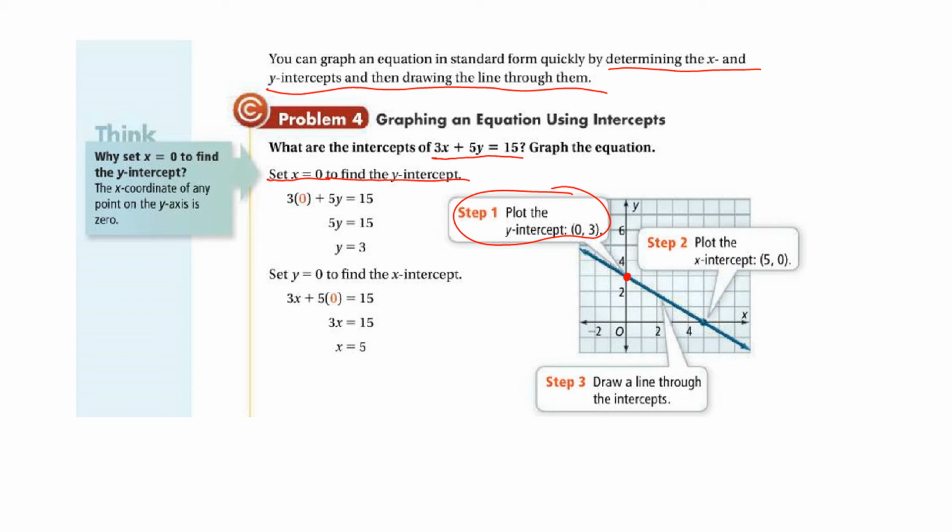To find the x-intercept, y is 0. So I have 3x equals 15, and I end up with x equals 5. So I would then have the point 5, 0, which I would then plot. And then I can draw a line through those points, and I have my line.